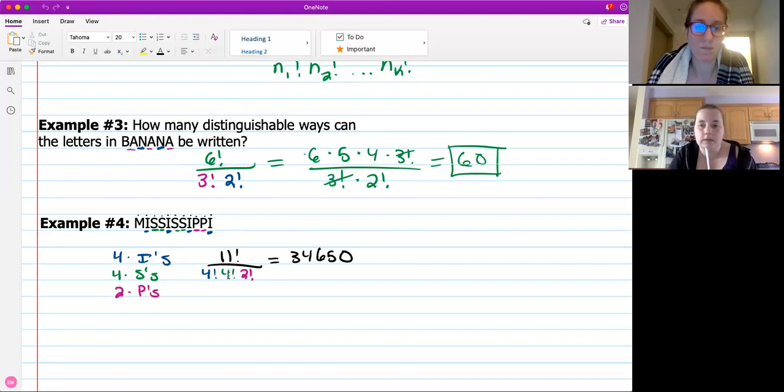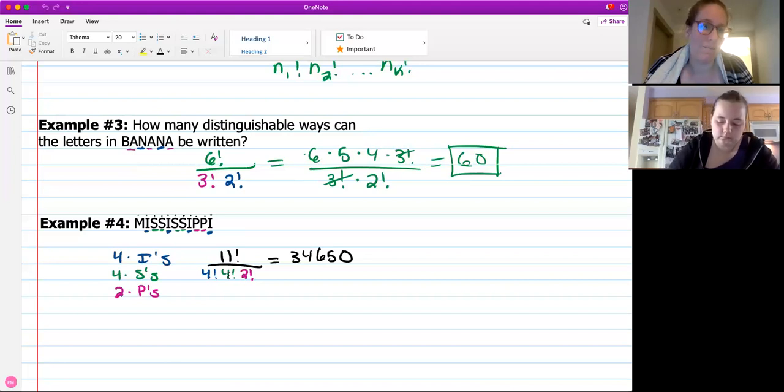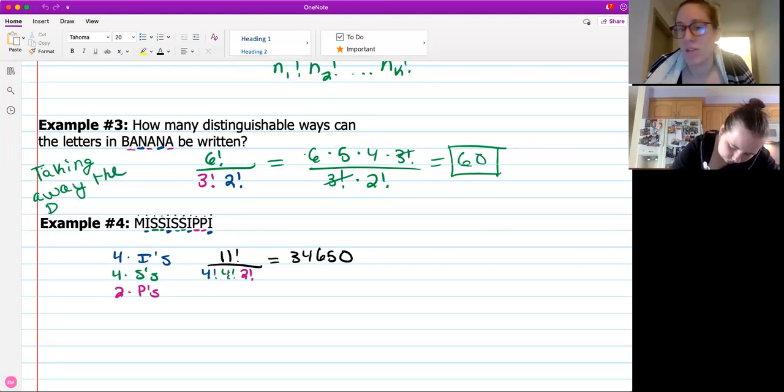Did I miss anything, Miss Leslie? No, that's good. Just think about these, right? If you reorder the letters in banana, if you just switch the first A and the second A, you haven't made a new word. It's the exact same word that you started with. So basically what we're doing is just taking away all the duplicates. For banana, there are 60 different ways you can rearrange the letters. In Mississippi, there are 34,650 ways you can reorder those letters.